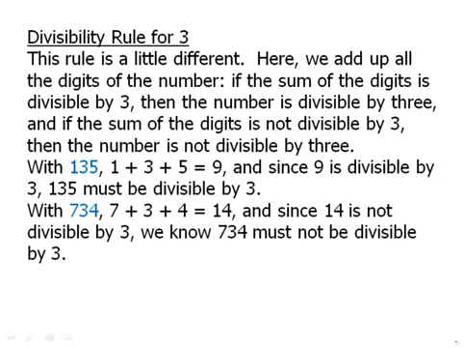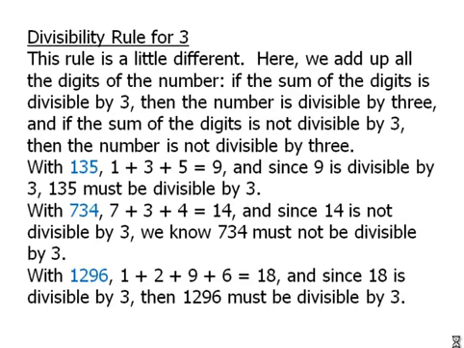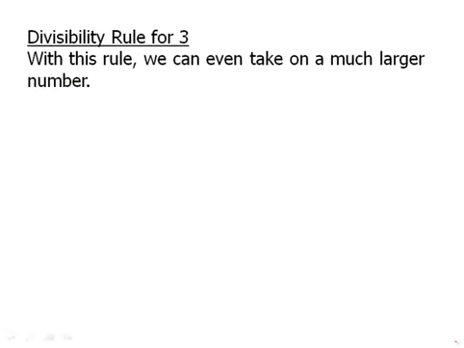With 734, we add 7 plus 3 plus 4, that equals 14. Since 14 is not divisible by 3, we know that 734 is not divisible by 3. 1296, we add 1 plus 2 plus 9 plus 6, that equals 18. And since 18 is divisible by 3, then 1296 must be divisible by 3. So it works the same way for large numbers.